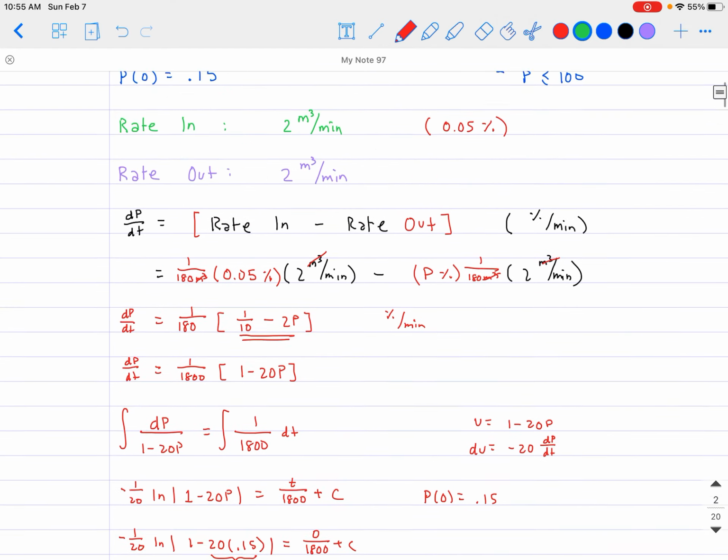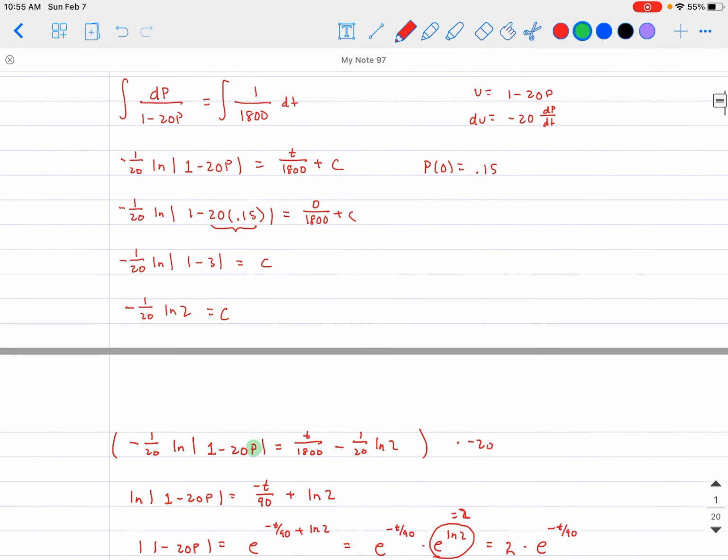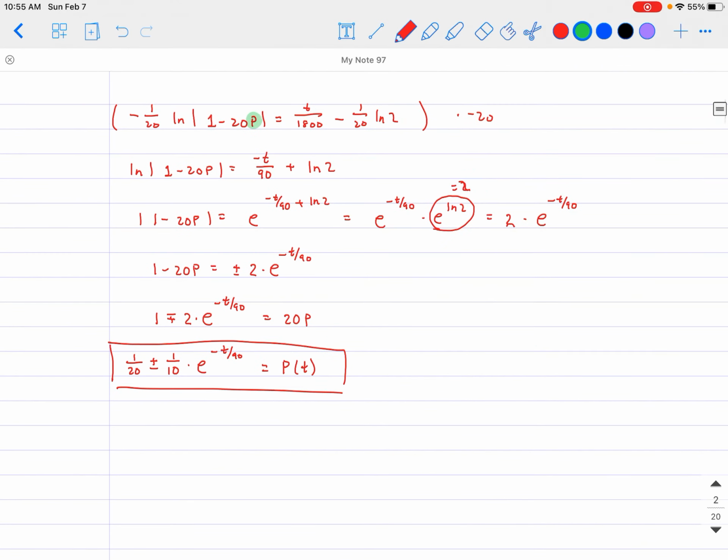Now, the last part is that they said they want to find out what happens in the long run, meaning as t approaches infinity. If you let this whole thing sit, how much carbon dioxide is going to be in the room? So they want us to solve for the limit as t approaches infinity of p of t. Well, you can see the first part is just 1 over 20 because that's not affected. And then, oh wait, actually, there is a little bit more that I need to do. I do apologize for that.